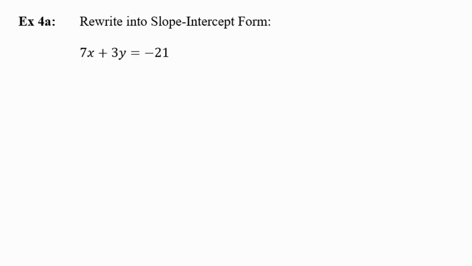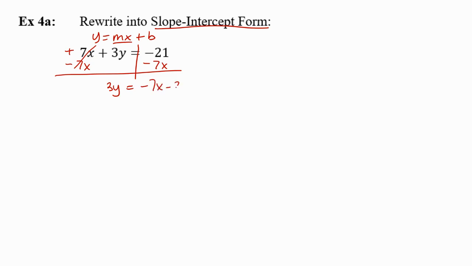All right, 4a says rewrite into slope-intercept form. Slope-intercept form is y equals mx plus b, which again means we want y to be on the left by itself and to have a coefficient of 1. So first thing we're going to want to do is get rid of this positive 7x by subtracting it from both sides. On my left, 7x minus 7x is 0. We can bring down the 3y equals -21 and -7x cannot combine because one has a variable, the other one is a constant.